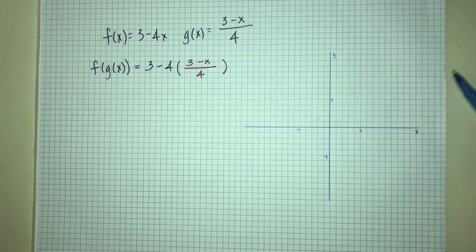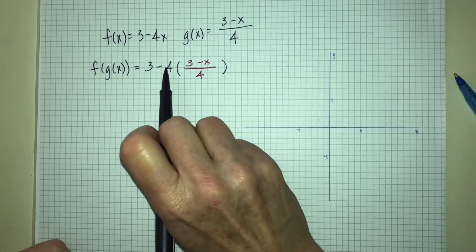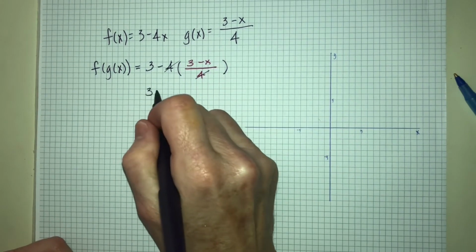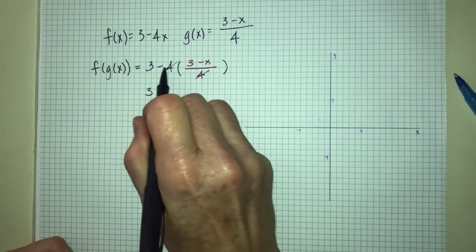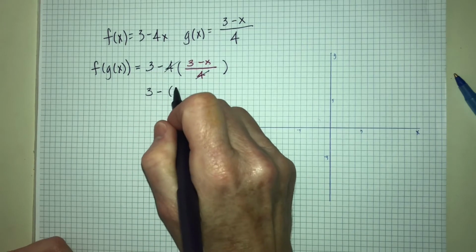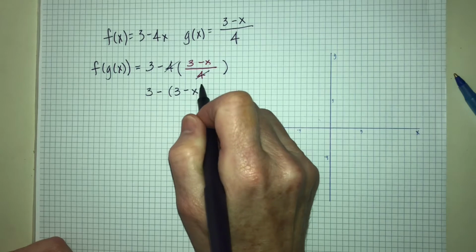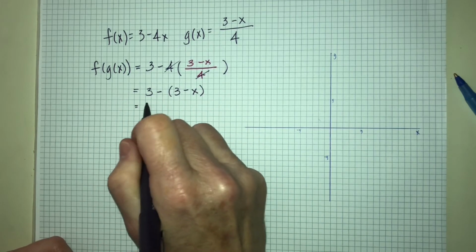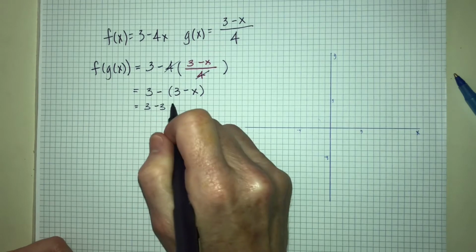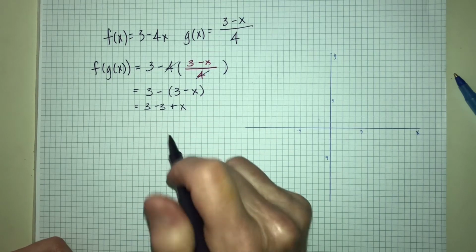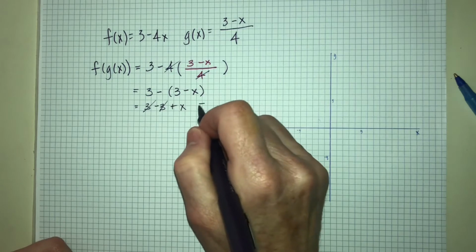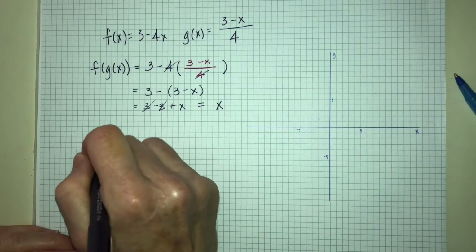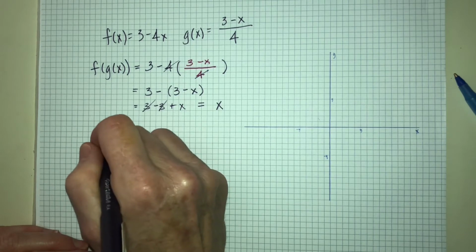Now, I notice that this 4 will cancel out with this 4. I can simplify, so that gives me 3 minus, this is still a minus sign, 3 minus the quantity 3 minus x. Now I'll distribute this negative sign, so it gives me 3 minus 3 plus x. These guys cancel out, and my final answer is x. So that's looking like it's going to be an inverse, but we need to check the other direction too.